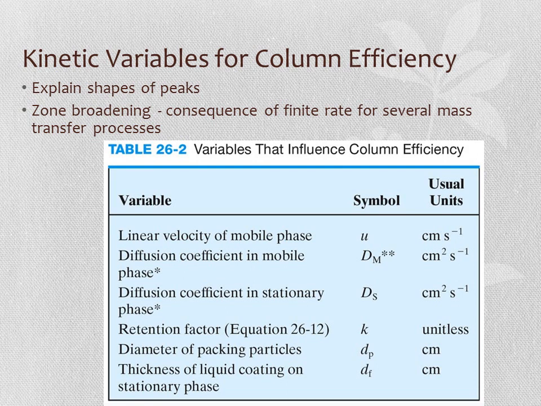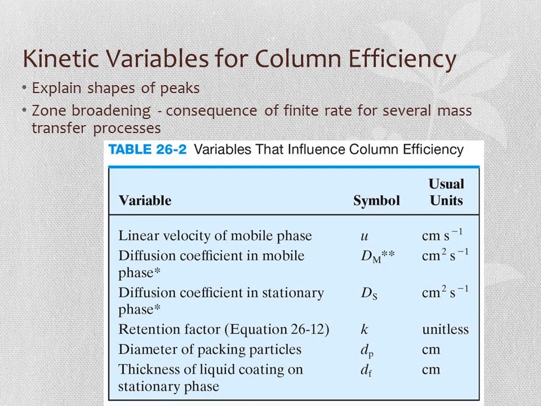All right, so things are broadened. We've got a standard deviation, we've got some variability in a Gaussian shape. Let's think about what governs the shape of the peaks. It turns out there are a lot of kinetic variables that describe how broad a zone or a band will be. And it includes how fast the mobile phase is flowing, which we'll abbreviate U.